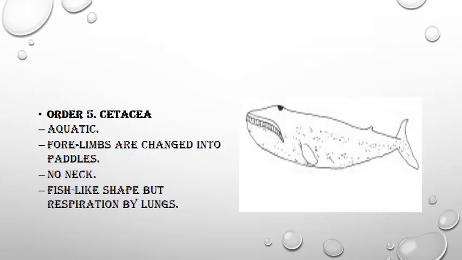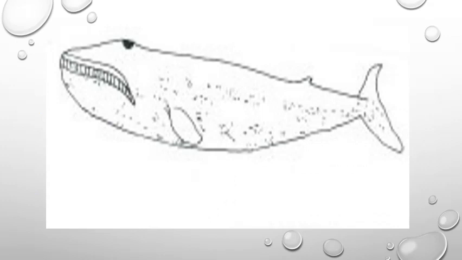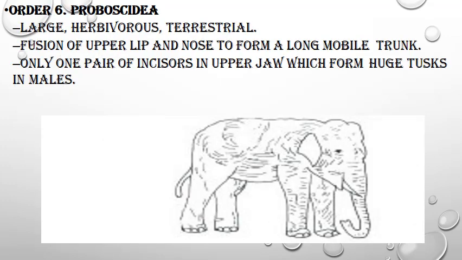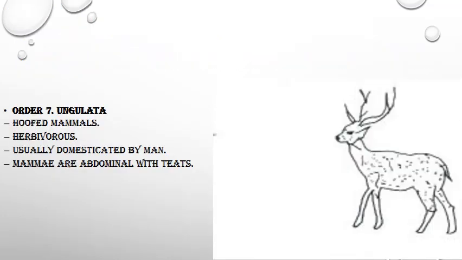Next, Cetacea, aquatic, 4 limbs are changed into paddles, no neck, fish-like shape but respiration by lungs. Proboscidea, large herbivores, terrestrial, fusion of upper lip and nose to form a long mobile trunk. Only one pair of incisors in upper jaw which form huge tusks in males. Next, Ungulata, hoofed mammals, herbivorous, usually domesticated by men. Mammae are abdominal with teats.